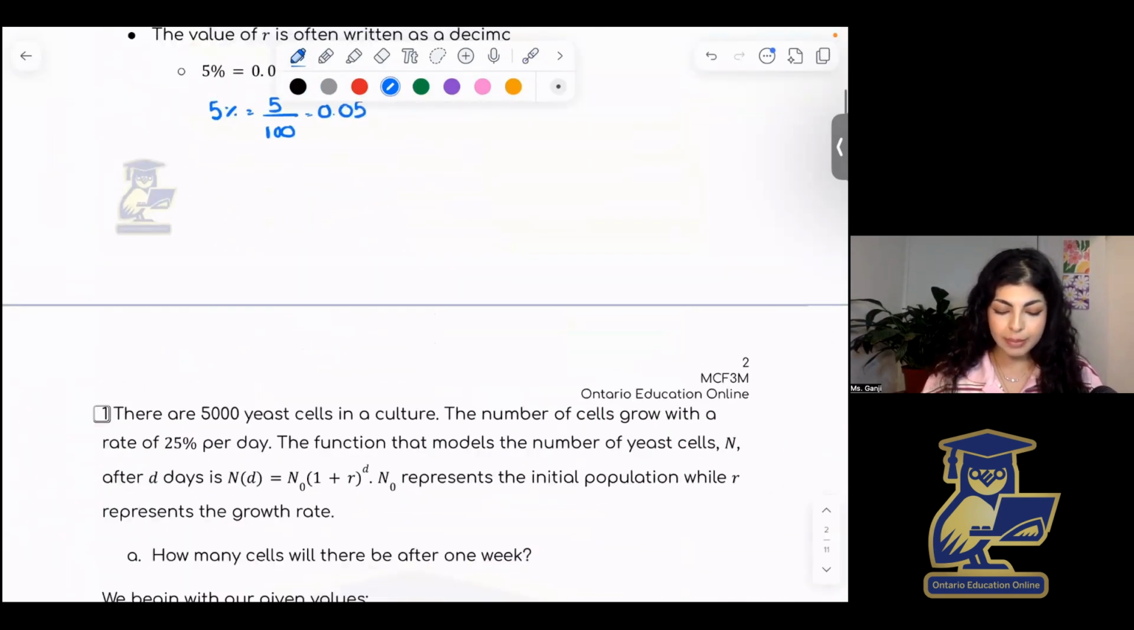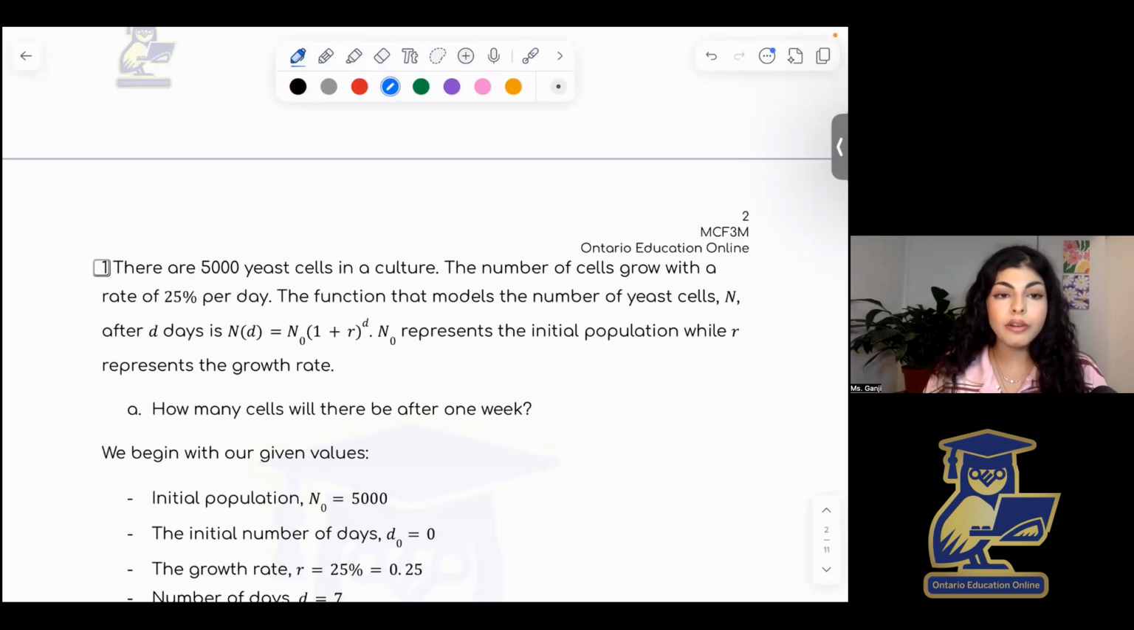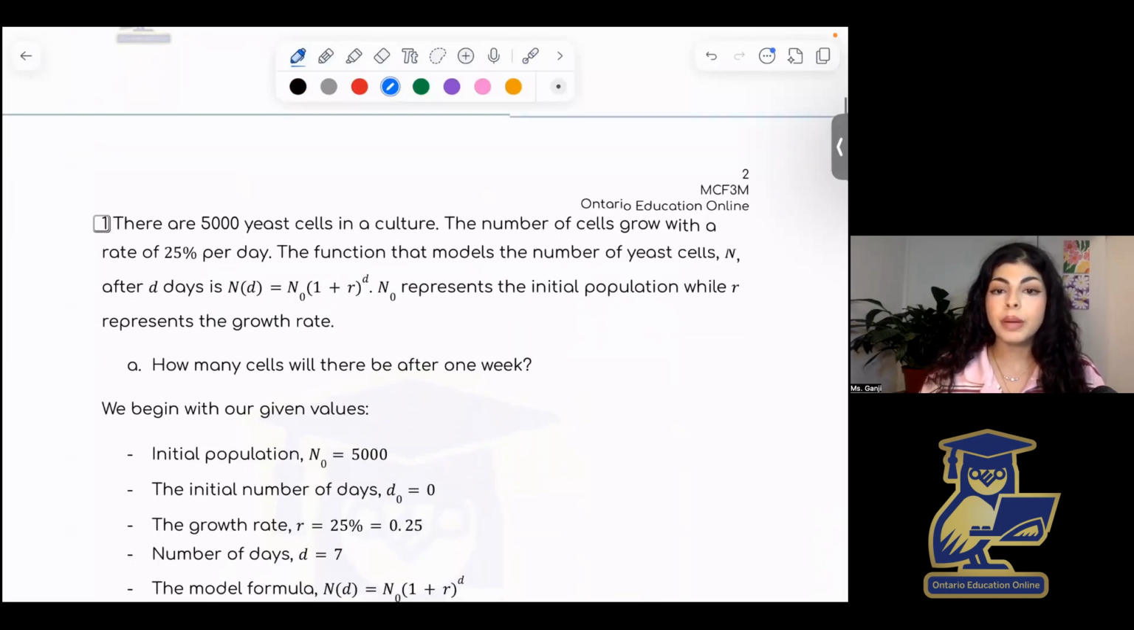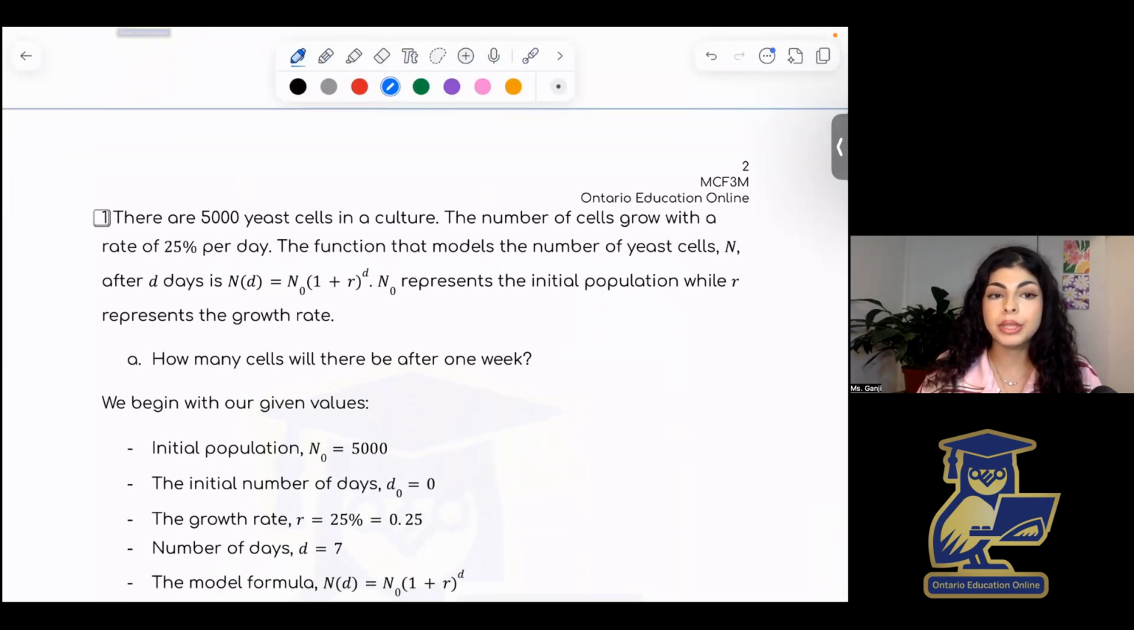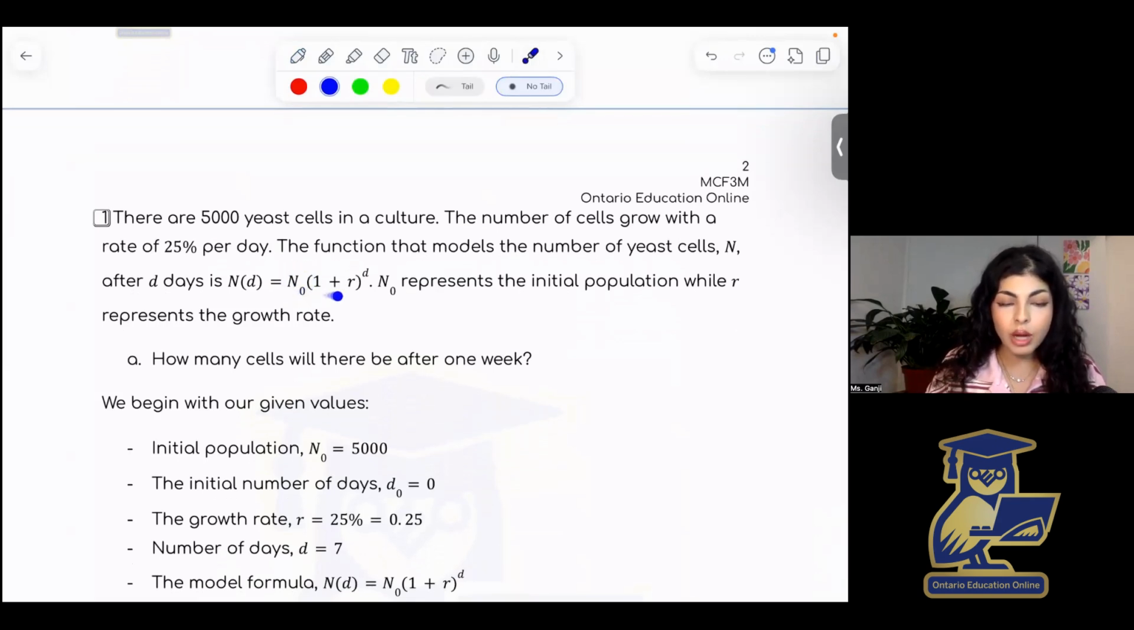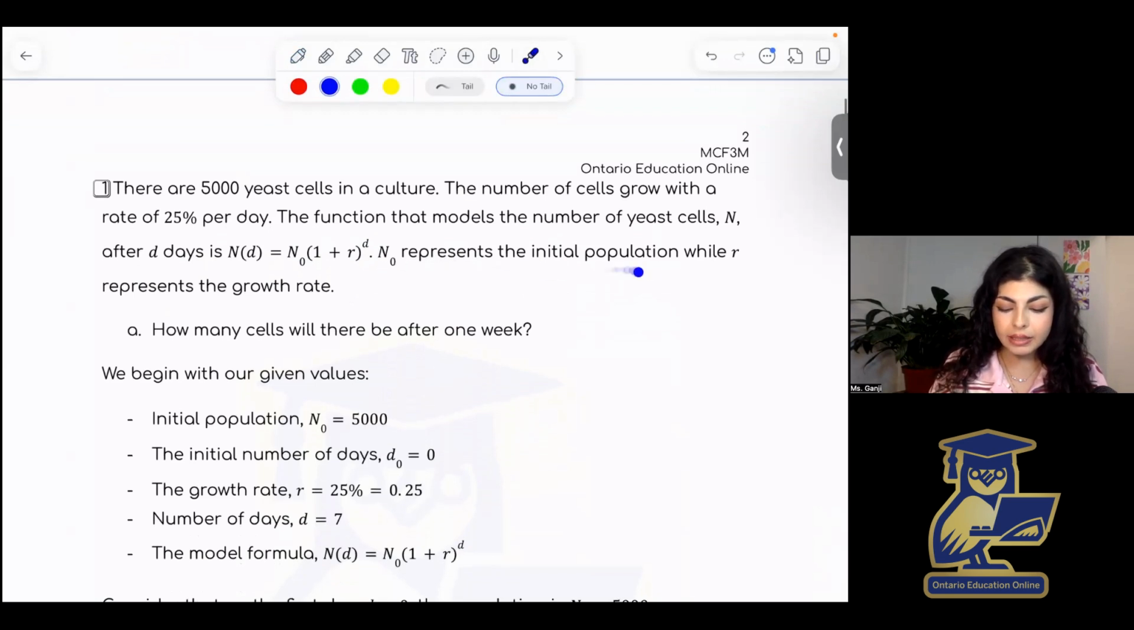So let's look at our first example here. We are told that there are 5,000 yeast cells in a culture. The number of cells grow with a rate of 25% per day, and the function that models the number of yeast cells, N, after d days is given by N of d equals the initial population, N0, times 1 plus r, where r is that rate of change, to the power of d, and remember d is here days. And N0 is the initial population, and r is the growth rate.